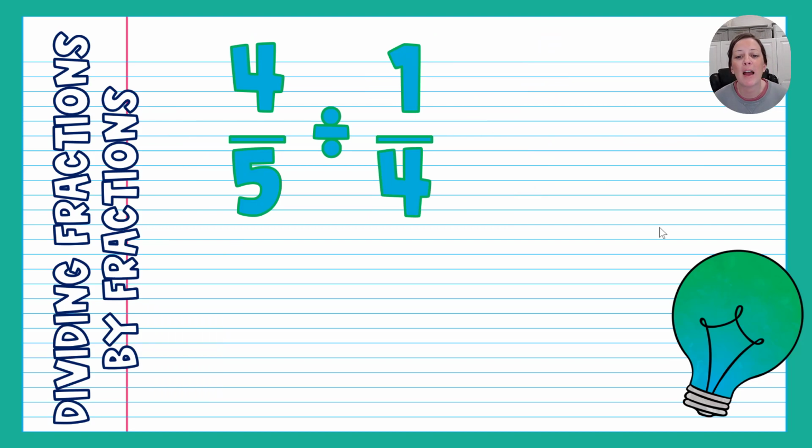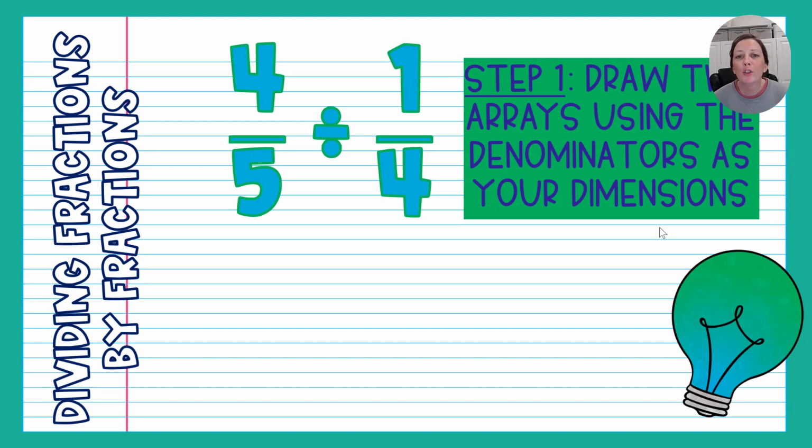4/5 divided by 1/4. So step 1 is to draw two arrays that use the dimensions given to us by our denominators. And what that means is I have two denominators here, 5 and 4. So I'm going to make two boxes that are 5 by 4.